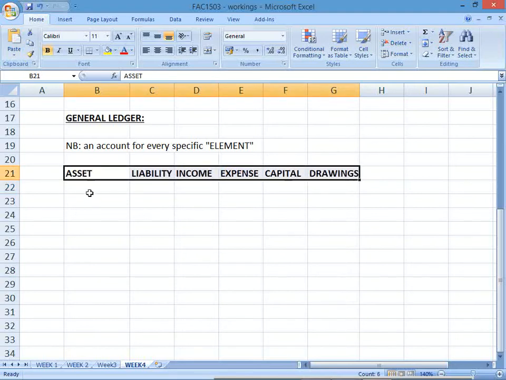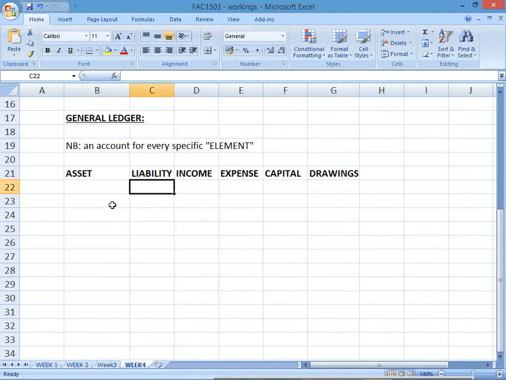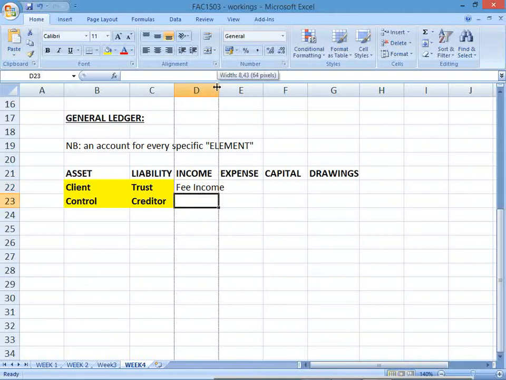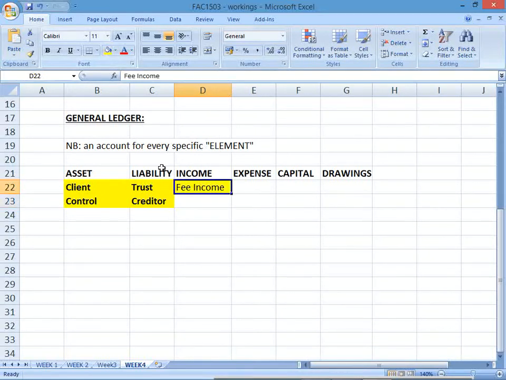So now we know that there is a trust creditor account. You can add that to your table. That's a new account. It's not a different element. It's just one of the elements. Another one, client control. It's just another account. It's just another asset. That's all it is. Fee income. It's just another income. It falls under that specific element.